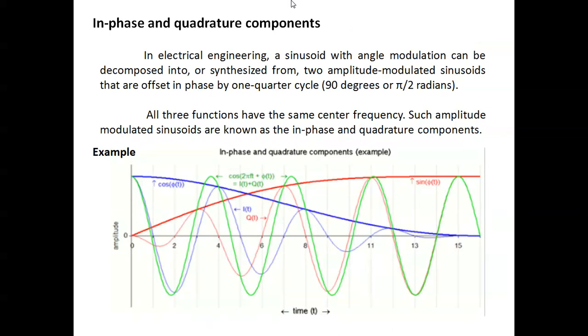The in-phase and quadrature components, the final equation is shown. There are three functions in that waveform: the center frequency and the amplitude modulation. In electrical engineering, a sinusoid with angle modulation can be decomposed into, or synthesized from, two amplitude-modulated sinusoidal waveforms. There are three functions playing in this waveform: the amplitude-modulated signal, the in-phase component and the quadrature component, and the center frequency also plays a role.